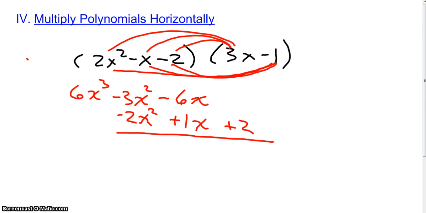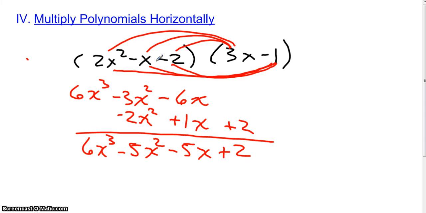Positive 2. Okay? So we could go ahead and combine like terms. How many x squares do we have? -5. Good, -5x squared. How many x's? -5. And then plus 2. You see how I added them left to right this time? Because carrying is not an issue here. So I just combined like terms.